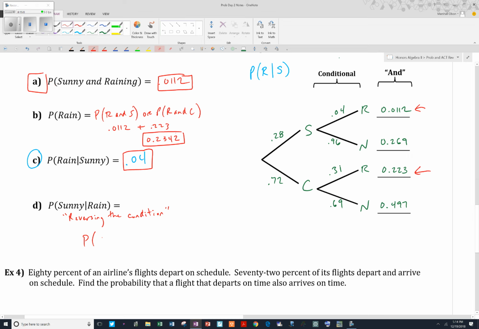Probability of sunny given rain would be the probability that it's sunny and raining divided by, remember, this is important, whatever you're given is what goes down in the denominator. So the probability that it's raining. The nice thing is we've calculated these things already. Sunny and raining, that was the first one that we calculated, 0.0112. And then the probability that it rains overall, that was part B, we found that to be 0.2342. So this is going to end up being 0.0478.